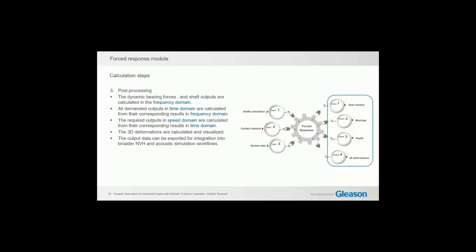But the process is as follows. First, we calculate everything in frequency domain. That's why if you use force response, you realize it's fast enough to calculate for a speed range and for including many harmonics. But depending on the data that you assign for time domain setting, we transfer the data from frequency domain to time domain. And finally, the results in the speed domain are calculated from time domain. So the output finally can be used for NVH purposes and acoustic simulation in another software.